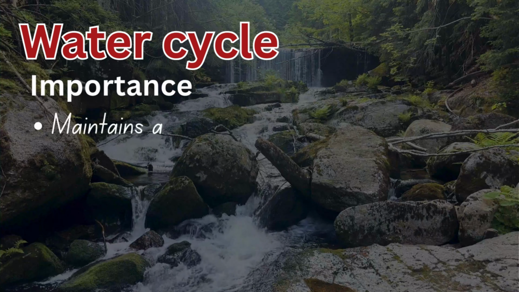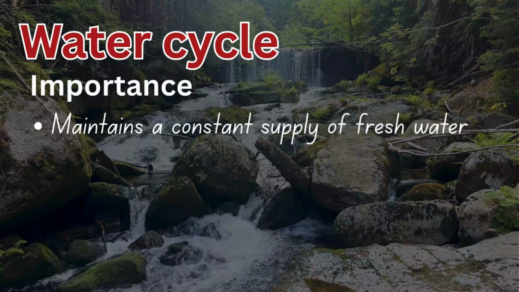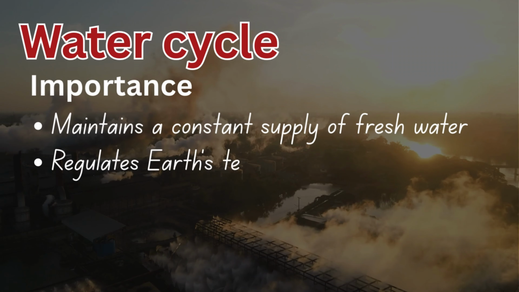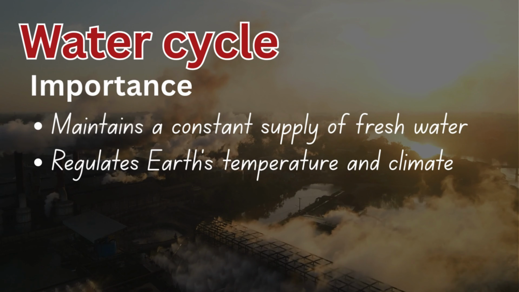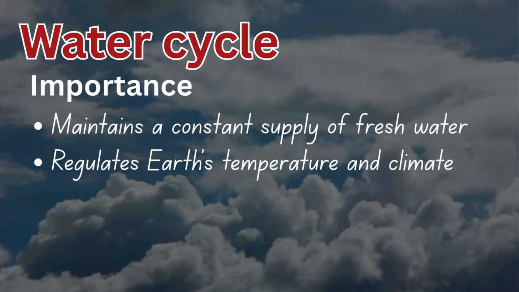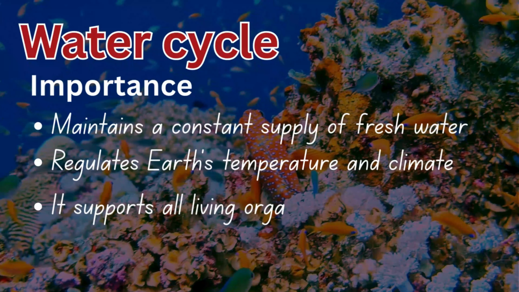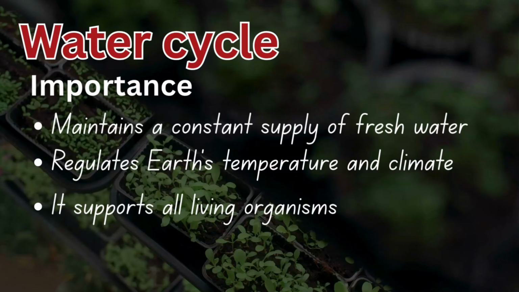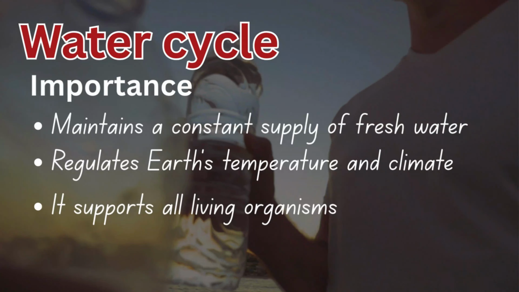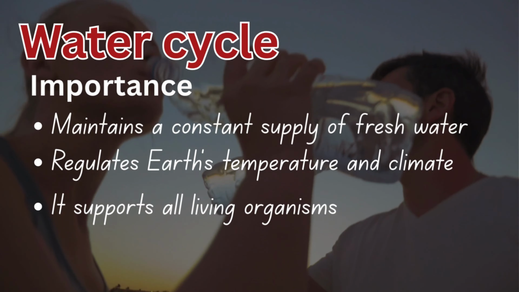First, it maintains a constant supply of fresh water. Without this cycle, we would simply run out of usable water. Second, it regulates Earth's temperature and climate. Evaporation cools the environment, while cloud formation and rainfall help balance heat around the planet. Third, it supports all living organisms. Plants need water to grow, animals depend on rivers and lakes, and humans rely on groundwater, rainfall, and stored reservoirs.